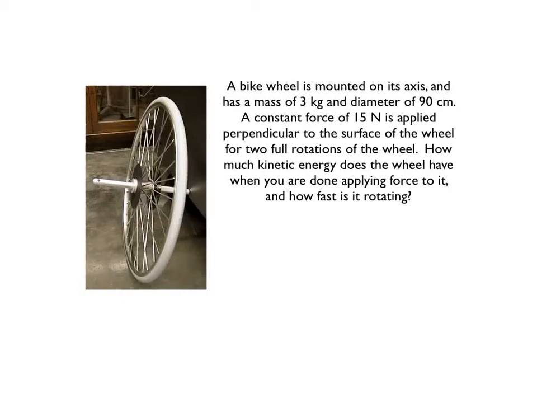Here's an example of a problem that uses the work-energy theorem and rotational motion. So the question is, a bike wheel is mounted on its axis and has a mass of 3 kilograms and a diameter of 90 centimeters. A constant force of 15 newtons is applied perpendicular to the surface of the wheel for 2 full rotations of the wheel.